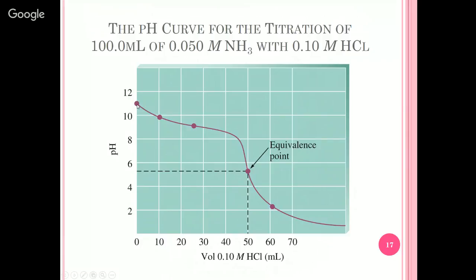Now, after the initial point, once we've actually started adding acid, because right here we haven't added any acid, we are affecting the ratio of weak base to weak acid in the solution. That ratio, because the conjugate acid of ammonia is the ammonium ion, is NH3 to NH4+. So as we add HCl, we continue to convert NH3 into NH4+. The more HCl we add, the more ammonium ion we produce. So this is what's increasing.